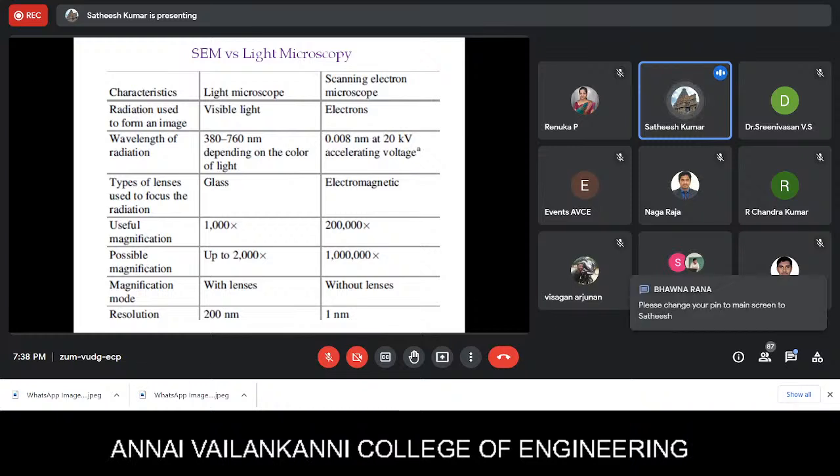Whereas in scanning electron microscopy, we have electromagnetic lenses. If you recall the earlier lecture, 1000 times is the maximum magnification we can achieve with a light microscope, whereas here we can go up to 2 lakh useful magnification, and it is possible to even go up to 10 lakh magnification. The resolution is in the range of 200 nanometers in light microscopy, whereas it is at least 2 orders down, that is, we can even distinctly see an object of around 1 nanometer in size in scanning electron microscopy.